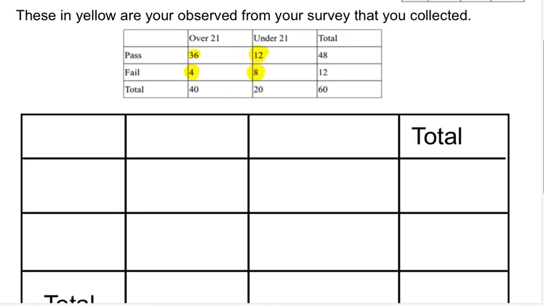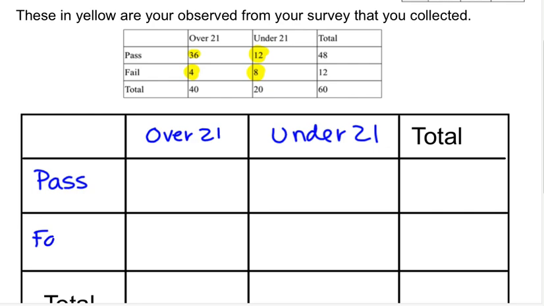All right. So the four numbers in the yellow here are what we went out and observed. And then we went out and did these totals. So I'm going to go ahead and write down over 21, under 21, passed, failed. And what we're doing is we are calculating the expected values, what should have happened in a normal distribution.